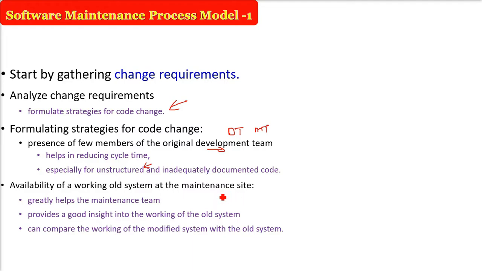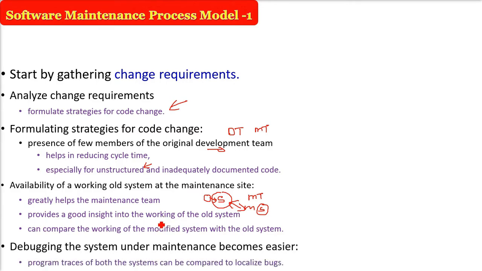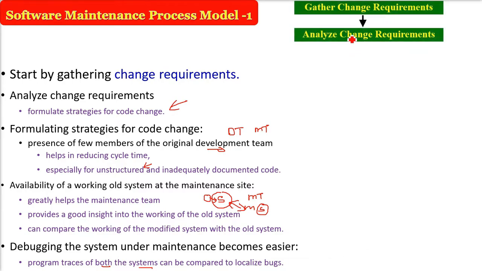Also, if you have the old system available with you, as a maintenance engineer, it greatly helps you because it gives you the insight of the old working system. Now when you modify the system, you have the comparison. Okay, this is my modified system, this was the old system, this is what we have changed. And also, both systems are in front of you, so when you are debugging, program traces of both systems can be compared so that you can localize the bugs and fix them. So this is if you have the earlier team and earlier system.